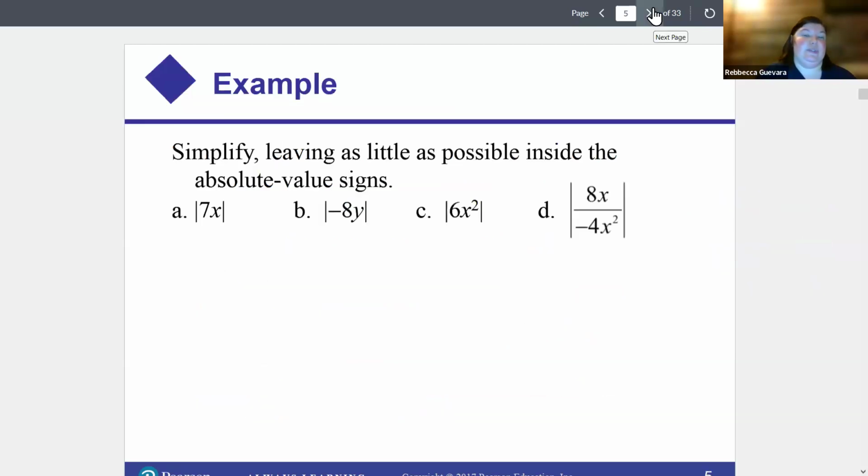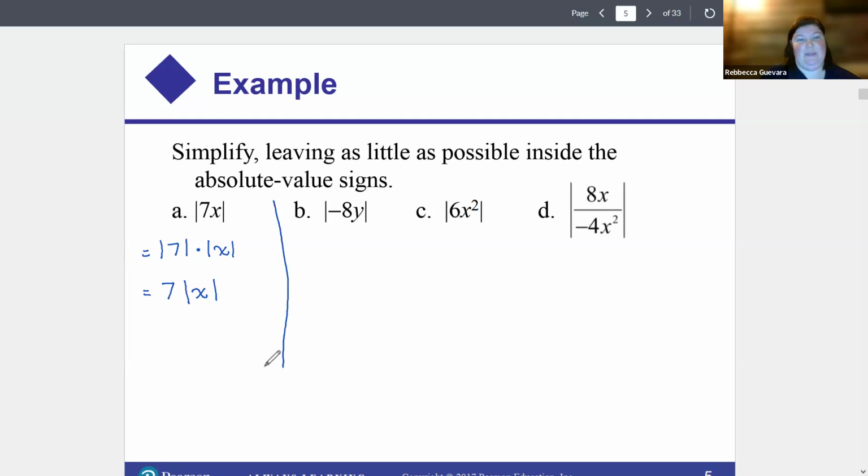So we are going to simplify these, and we're going to leave as little as possible inside the absolute value signs. Part of simplifying is just trying to get rid of absolute value signs when we can. If I have the absolute value of 7 times x, that's the absolute value of 7 times the absolute value of x. I know the absolute value of 7 stays 7. I don't know about x though, so I just keep those absolute value bars around x.